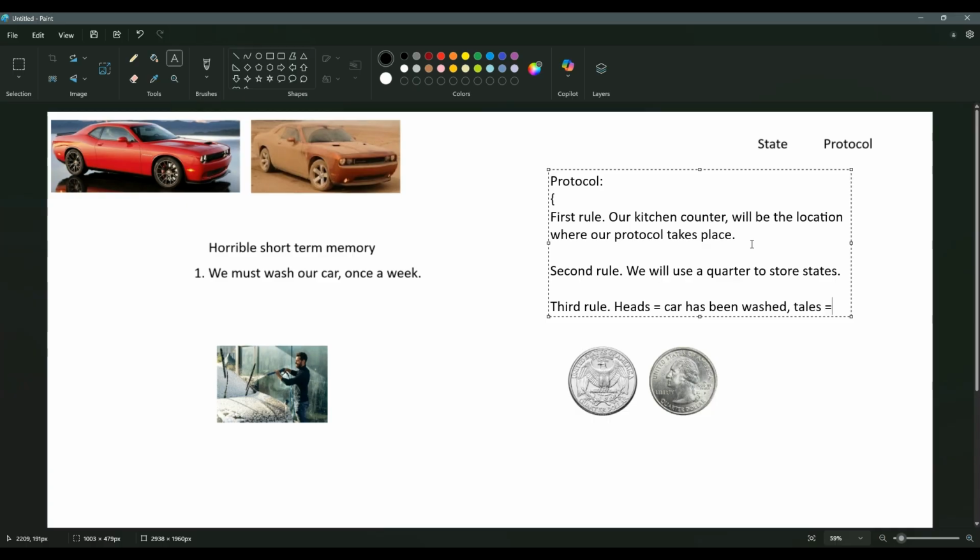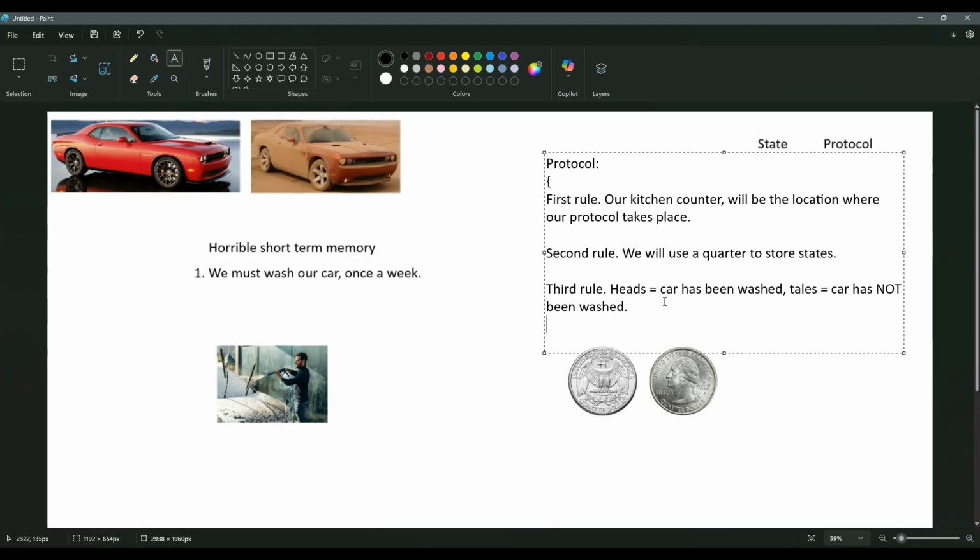Tails equals car has not been washed. And this is pretty much all our protocol is, just these set of rules. This is an agreement we have with ourselves for how our protocol works. And keep in mind, this is sort of embedded in our memory. It's not a short-term thing we'll forget. This is a long-term thing we've been working with, so we'll remember the rules.